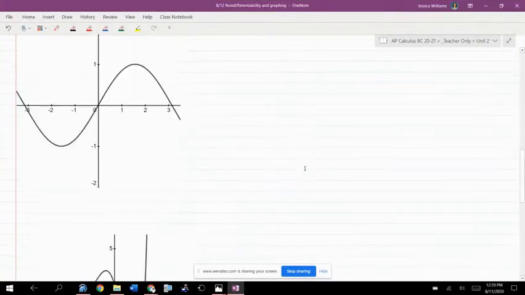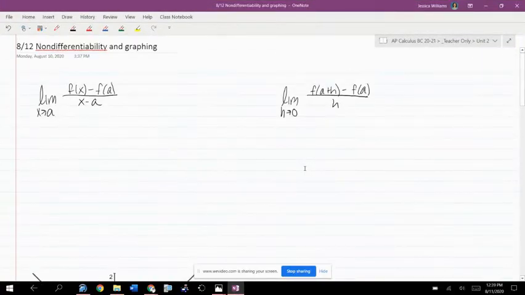So now that you are so completely overwhelmed with taking derivatives using limits, we're going to talk about where you're not allowed to take a derivative. And we're going to do this very visually today and for a little while.